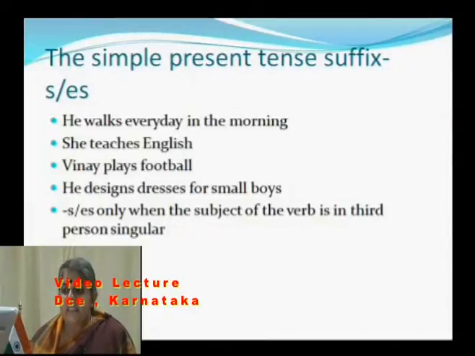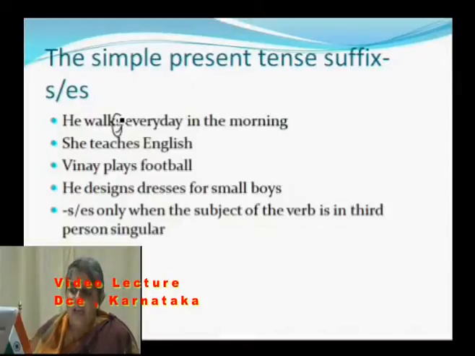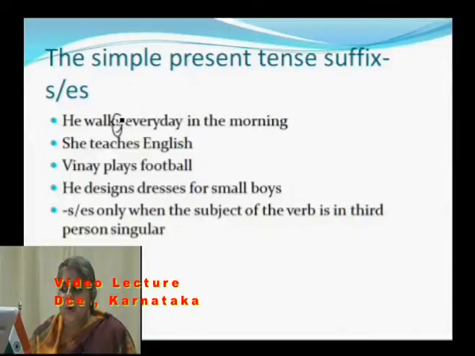Now, the first sentence: he walks every day in the morning. Which is the verb here? As you see, the verb, yes, I said s form. So, naturally, which is the verb here? Yes, walk is the verb. He is third person singular. So, it has taken the suffix s. So, he walks every day in the morning. The simple present tense takes which suffix?